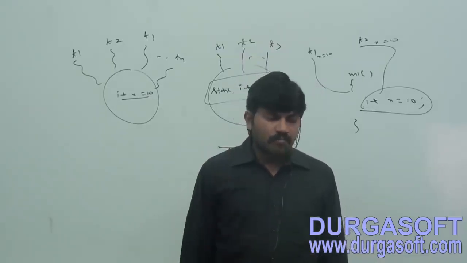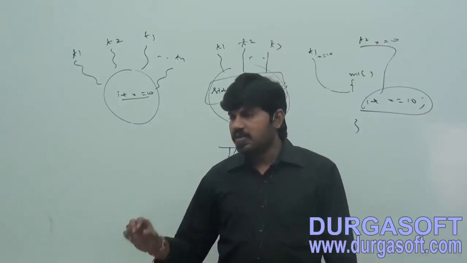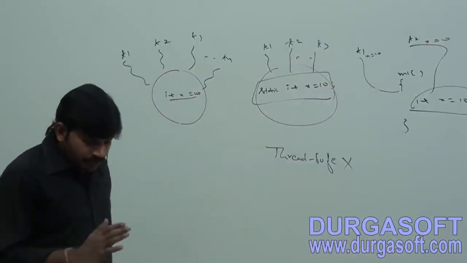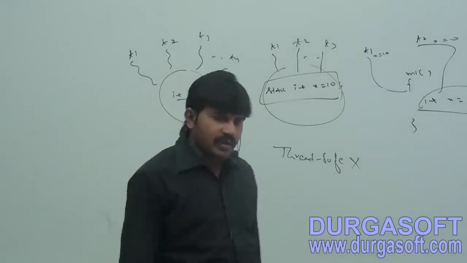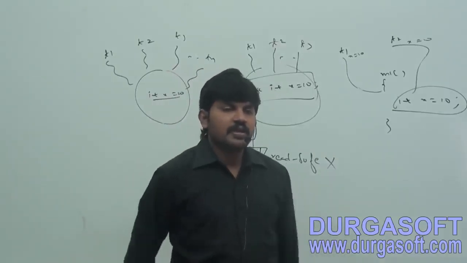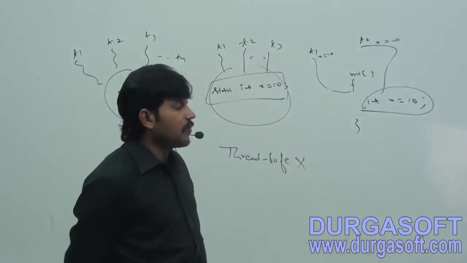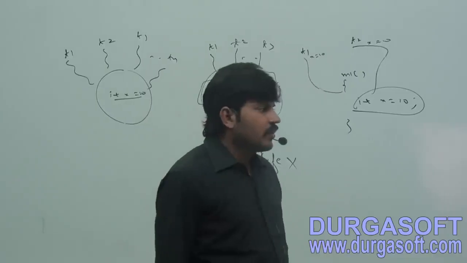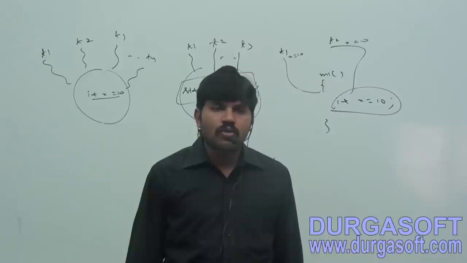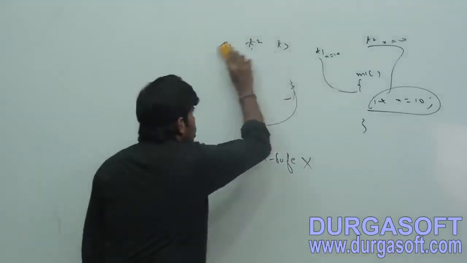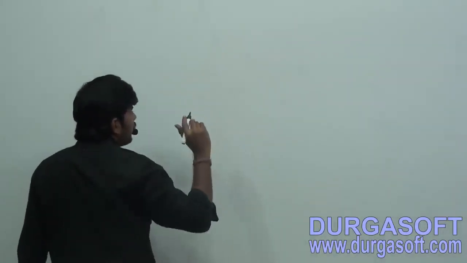But in the case of local variables, for every thread a separate copy will be created, and hence local variables are thread safe.